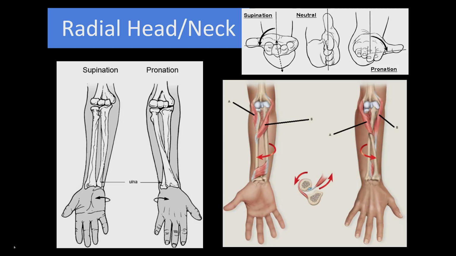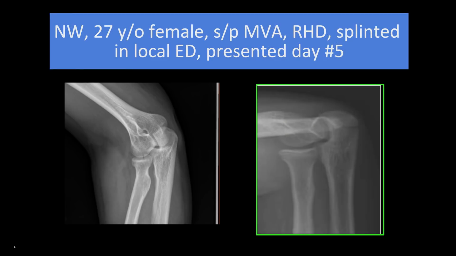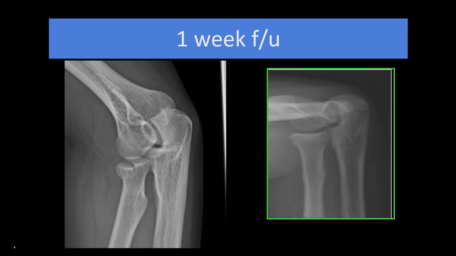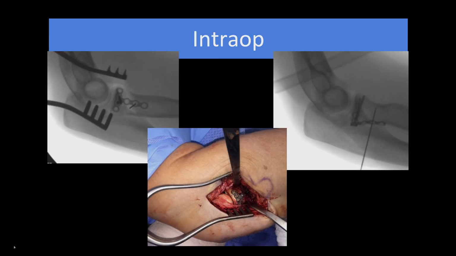This is a patient, 27-year-old female, after a motor vehicle accident actually, splinted in local ED, presented at day 5 with a fracture. It's kind of a little hard to see, but there's a split here with little step off. I saw her another week, and it was more displaced, and she wasn't able to rotate the arm. So we decided to do the surgery. We put a small mini plate and screws to fix it.